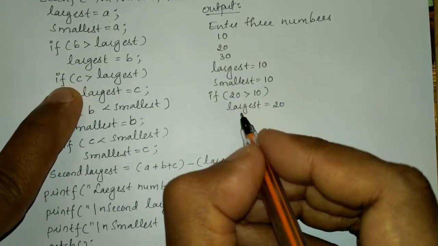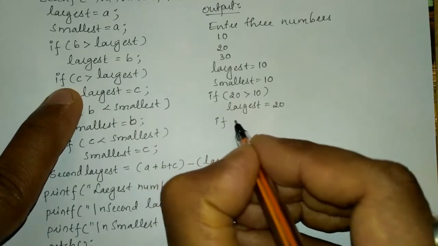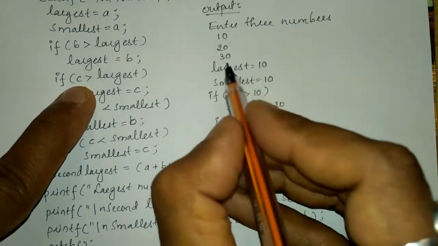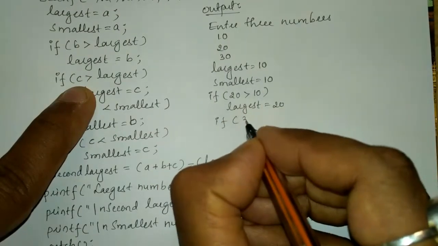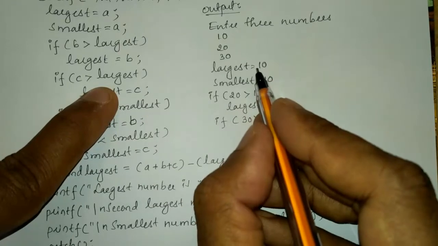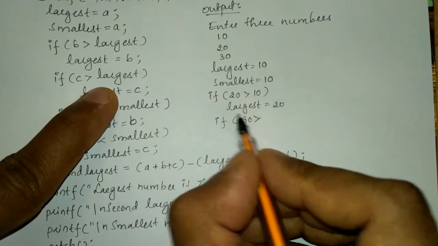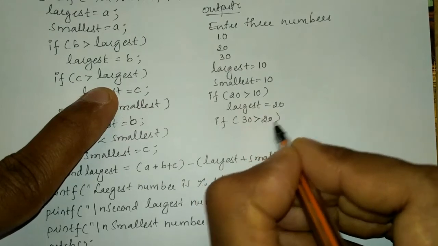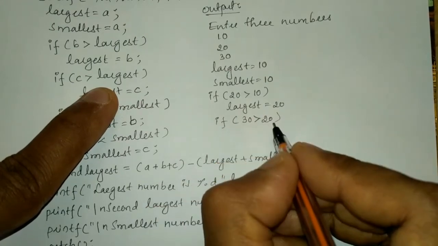Next we are going to check this condition: if C is greater than largest. What is C? C is 30, correct? So 30 is greater than largest. Now largest is not 10; the largest value has changed to 20. Now we have to compare this with 20. Is 30 greater than 20?